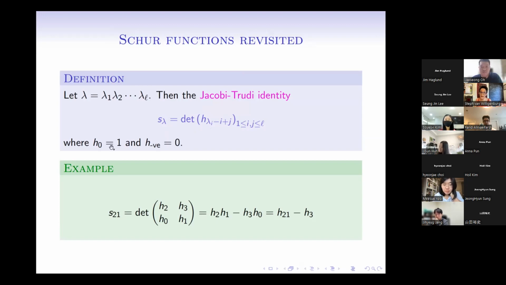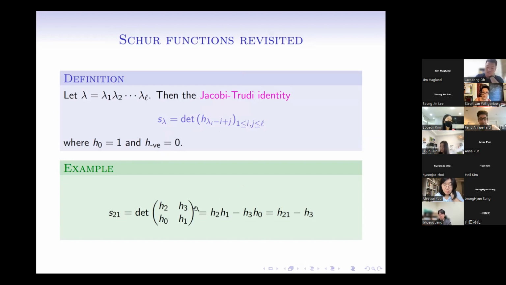And if you get out h0, that's just going to be equal to 1. And if you get out any negative index right here, you're just going to put in a 0 instead. So let's have a look at a quick example. Say I want to compute S21.